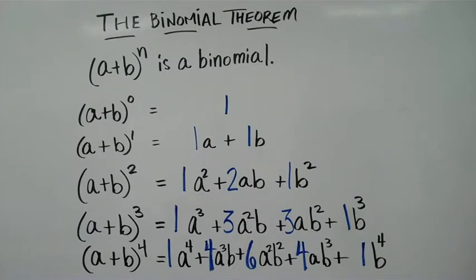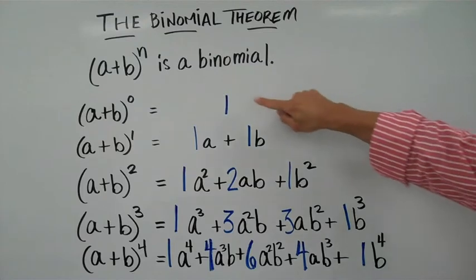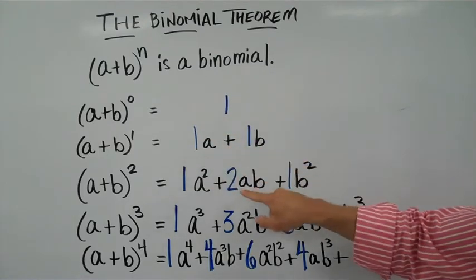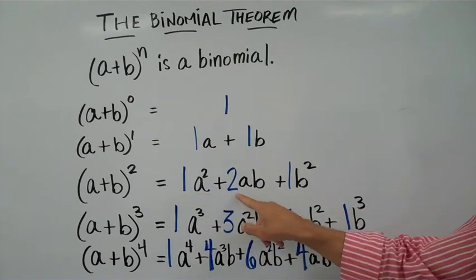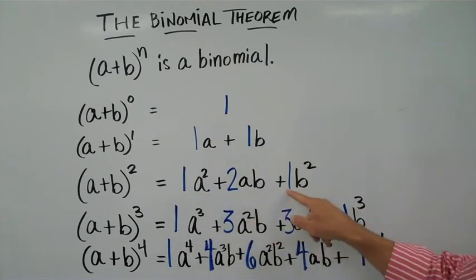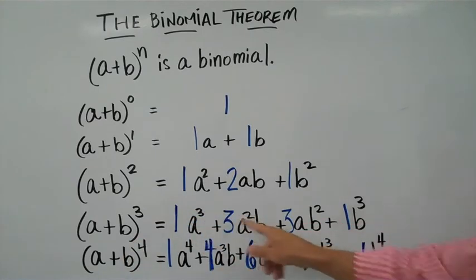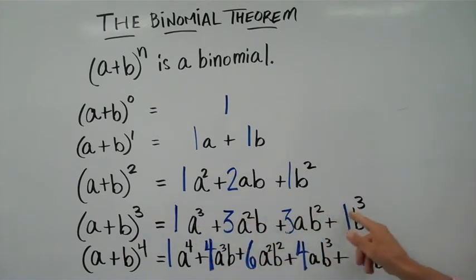Now, let's look for some patterns, because this could continue on for a long time. We're going 1, then 1, 1. If we add 1 and 1, we get 2. If we add 1 and 2, we get 3. And 1 and 2, we get 3. We have 1s on the outside always. 1 and 3 gives us 4. 3 and 3 gives us 6. 3 plus 1 gives us 4. And we have 1 on the outside.